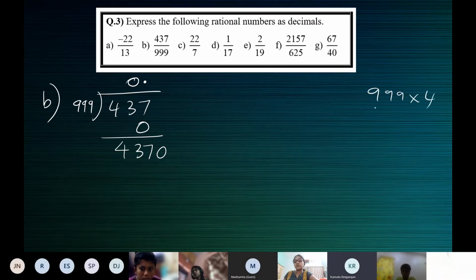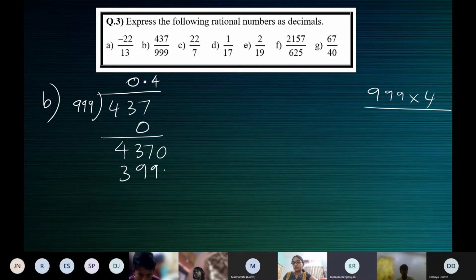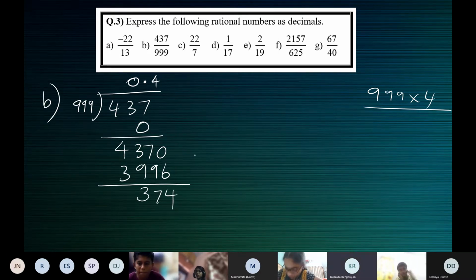999 into 4, let's try. 4 times is 3,992, ma'am. How, 4 times 9 is 36, you will get 6, no? How are you saying 2? I think 6. Sorry, ma'am. 6, ma'am. Okay. And the subtraction? 374. Next, what should we do, children, after this? Zero.